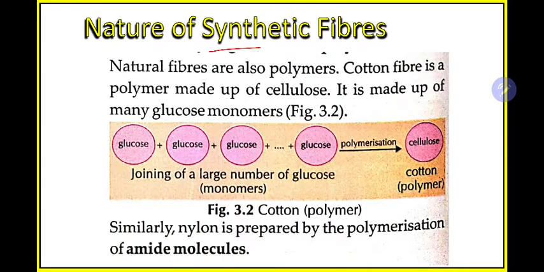Now this is the last part, and this is a bit tricky. Try to get it. Natural fibers are also polymers. Cotton fiber is a polymer made of cellulose. It is made up of glucose monomers. Okay, so they are saying this about natural fibers, not only synthetic.